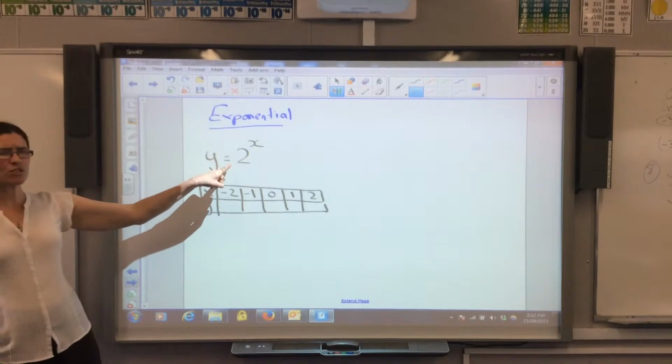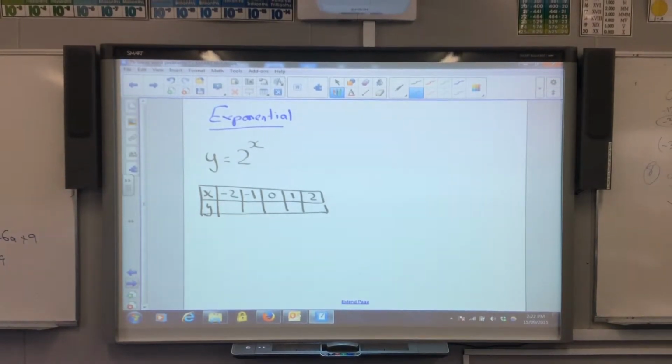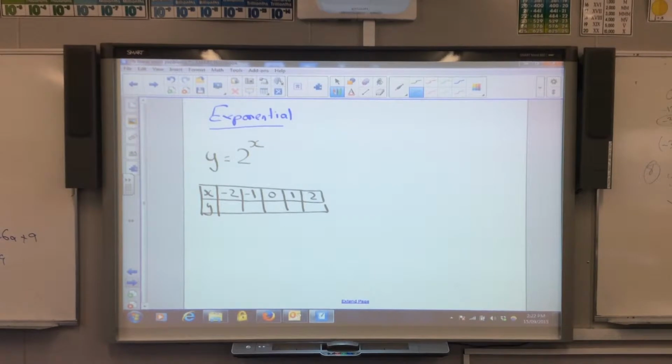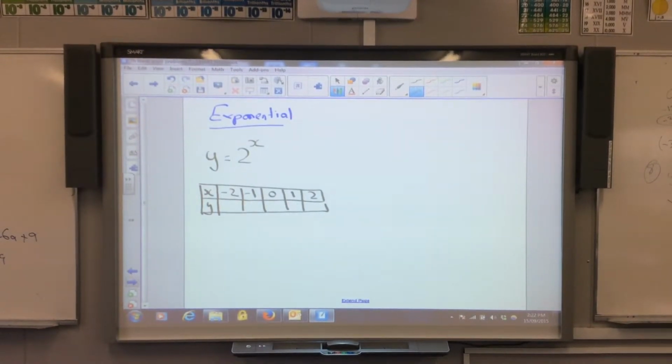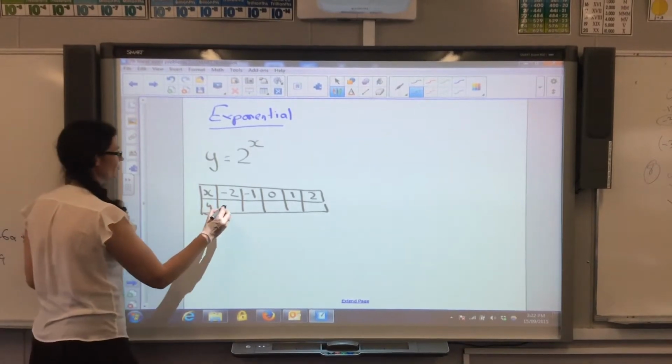So if I do 2 to the power of -2, Matthew, calm down. 2 to the power of -2. Grab a calculator. You don't have to do it in your head. 2 to the power of -2. You get a little tiny decimal. 0.25.